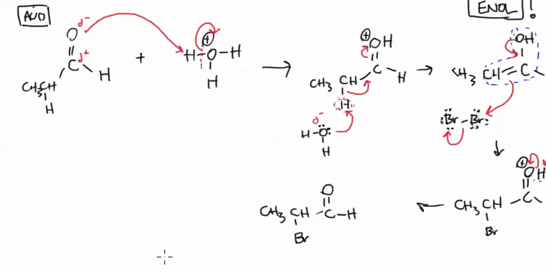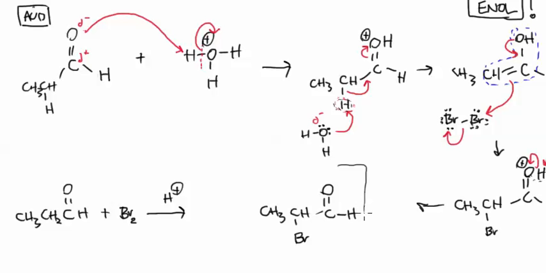So overall reaction, the overall reaction would look something like CH3, CH2, carbon double bond OH plus Br2 and a little bit of acid. And the resulting product of that is an alpha hydrogen getting removed and a bromine going on in its place. So this is our product.